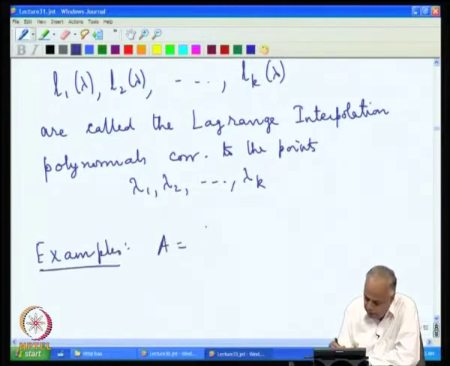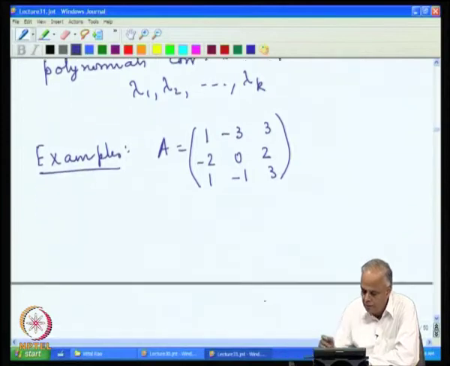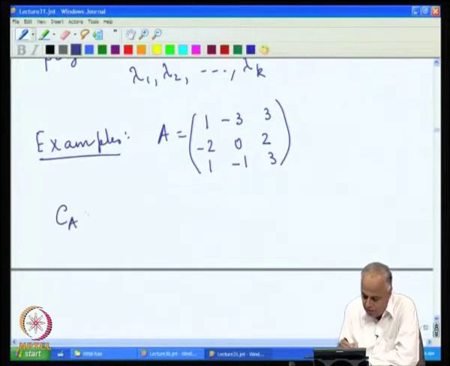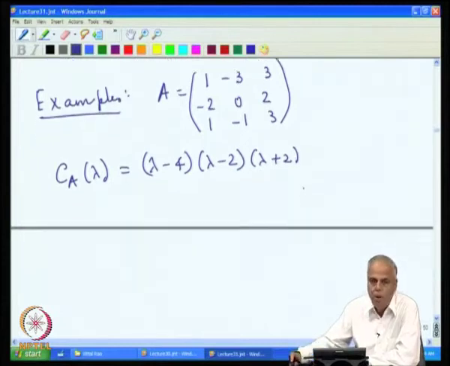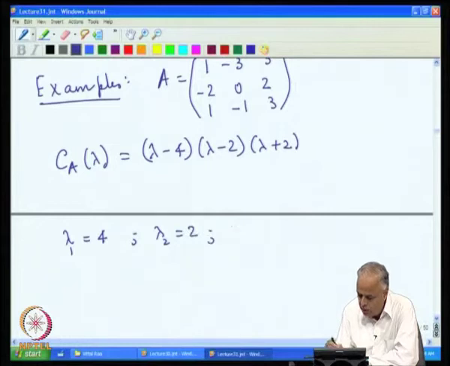Let us look at this matrix again: 1 minus 3 3, minus 2 0 2, 1 minus 1 3. Again this is the same matrix which you have seen at the beginning of the class as well as in the previous lectures, and we have found that the characteristic polynomial is lambda minus 4 into lambda minus 2 into lambda plus 2. Now, what are the eigenvalues? The distinct eigenvalues are lambda 1 equal to 4, lambda 2 equal to 2, lambda 3 equal to minus 2.